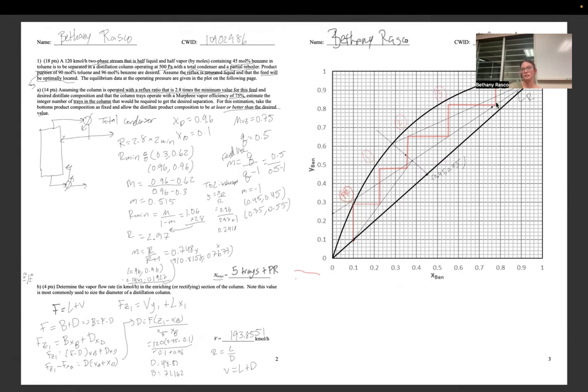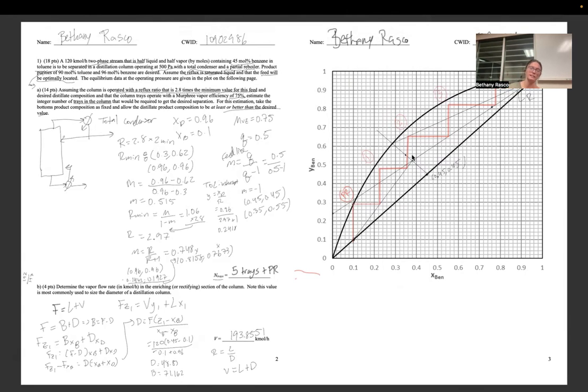The total condenser is not included in here because it is a total condenser, not a tray, so it's 5 trays plus a partial boiler. If it was included, it'd be 4 trays, a partial boiler, and a total condenser. But because it's a total condenser, it's not included in your trays. And so yeah, I got 5 trays.